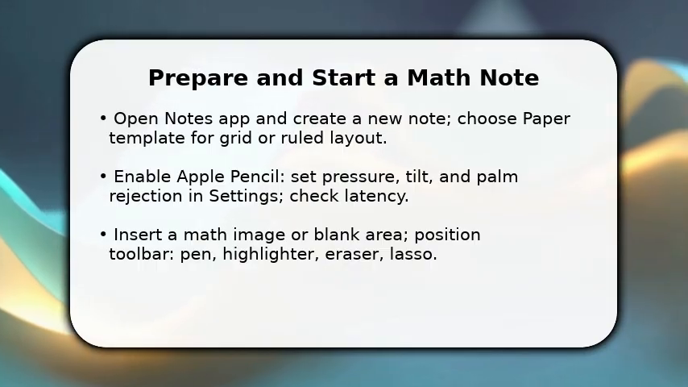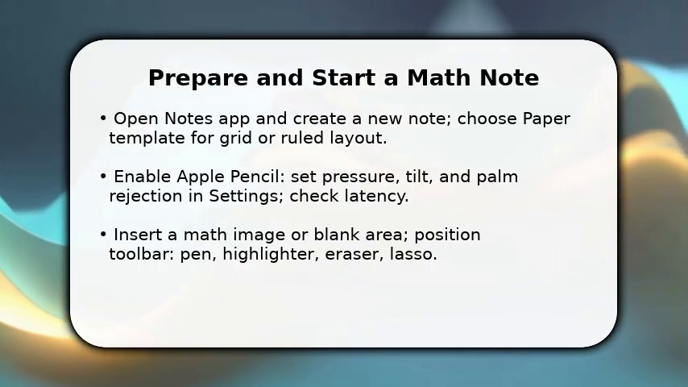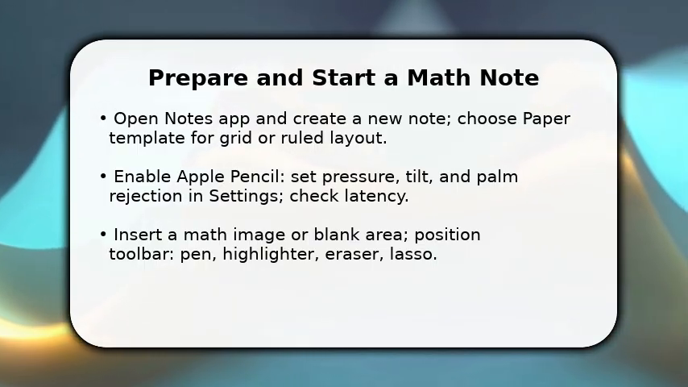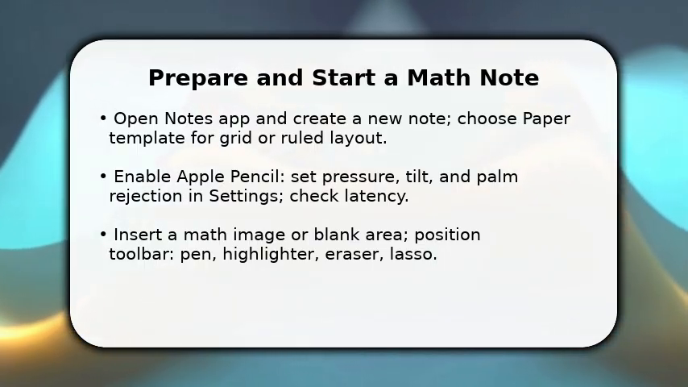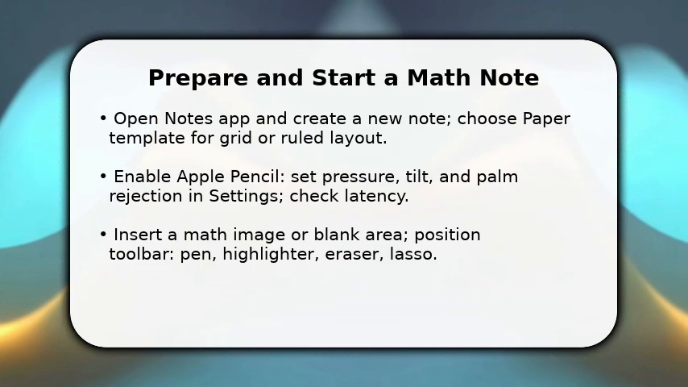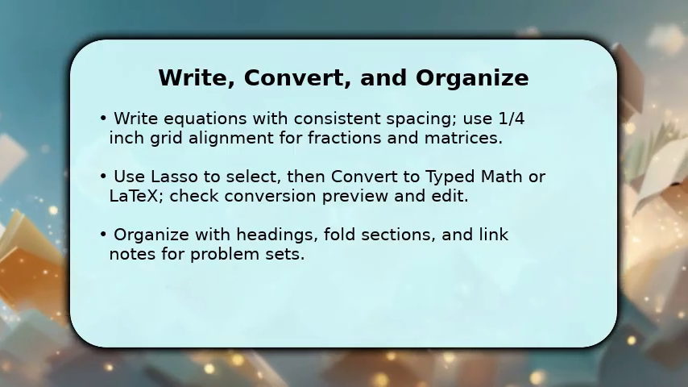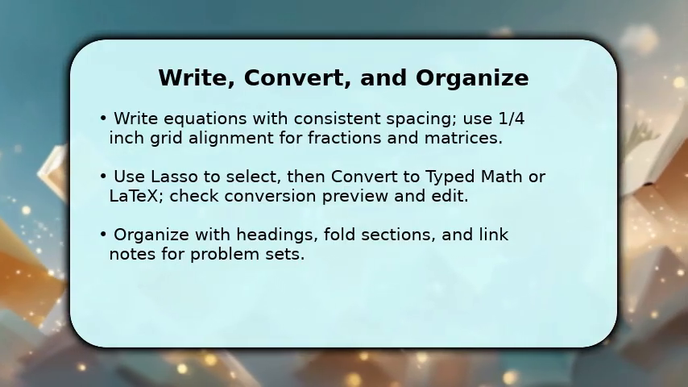Choose pen type and thickness. Now, sketch a sample equation to verify line weight and spacing. This first step prevents messy conversions later. Write each equation neatly, keeping spacing consistent so the recognition engine reads numerals and symbols accurately. Grid alignment helps with fractions and matrices.